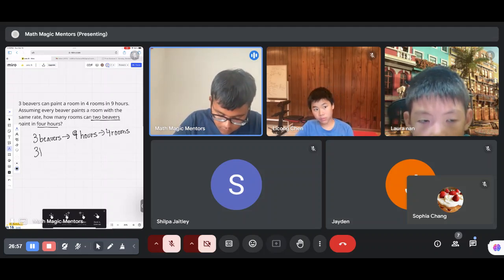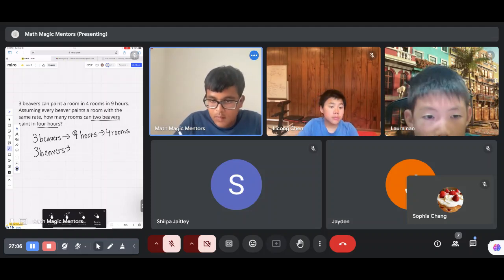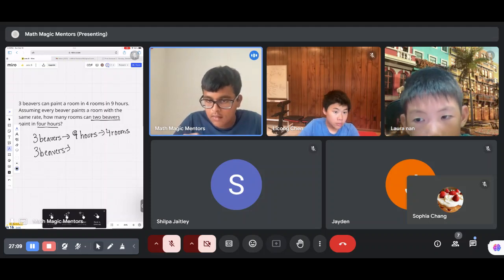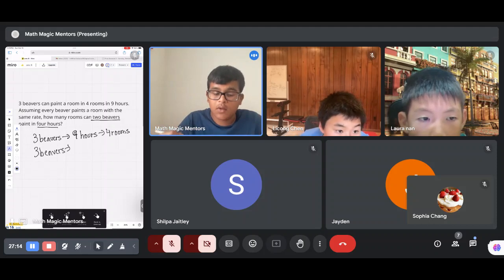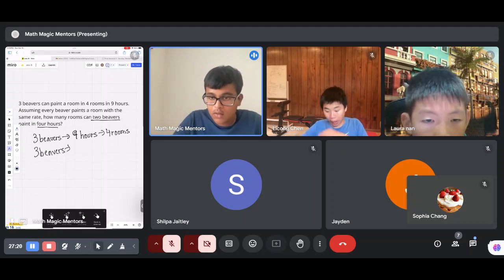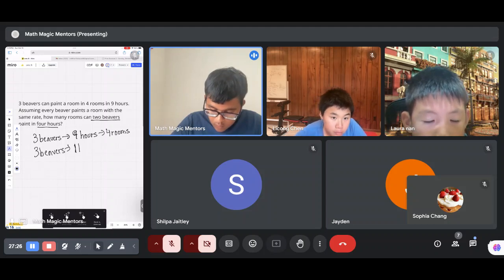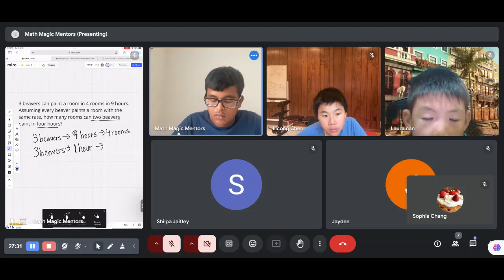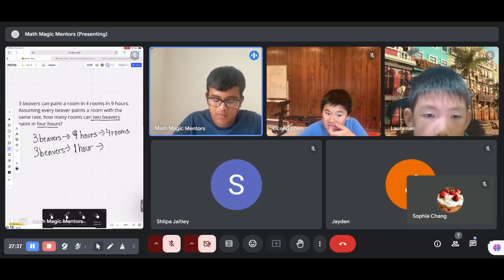So let's say three beavers, right? I always recommend bringing everything down to one, right? So three beavers, 9 hours, four rooms, right? But keep the four rooms as it is because it's the number that we're trying to find. But I just recommend thinking about what happens if the beavers and the hours, or whatever the quantities are, come down to one. So suppose that three beavers had to paint some rooms in 1 hour. How many rooms would they paint? If in 9 hours three beavers paint four rooms, in 1 hour, how many rooms are the three beavers going to paint?